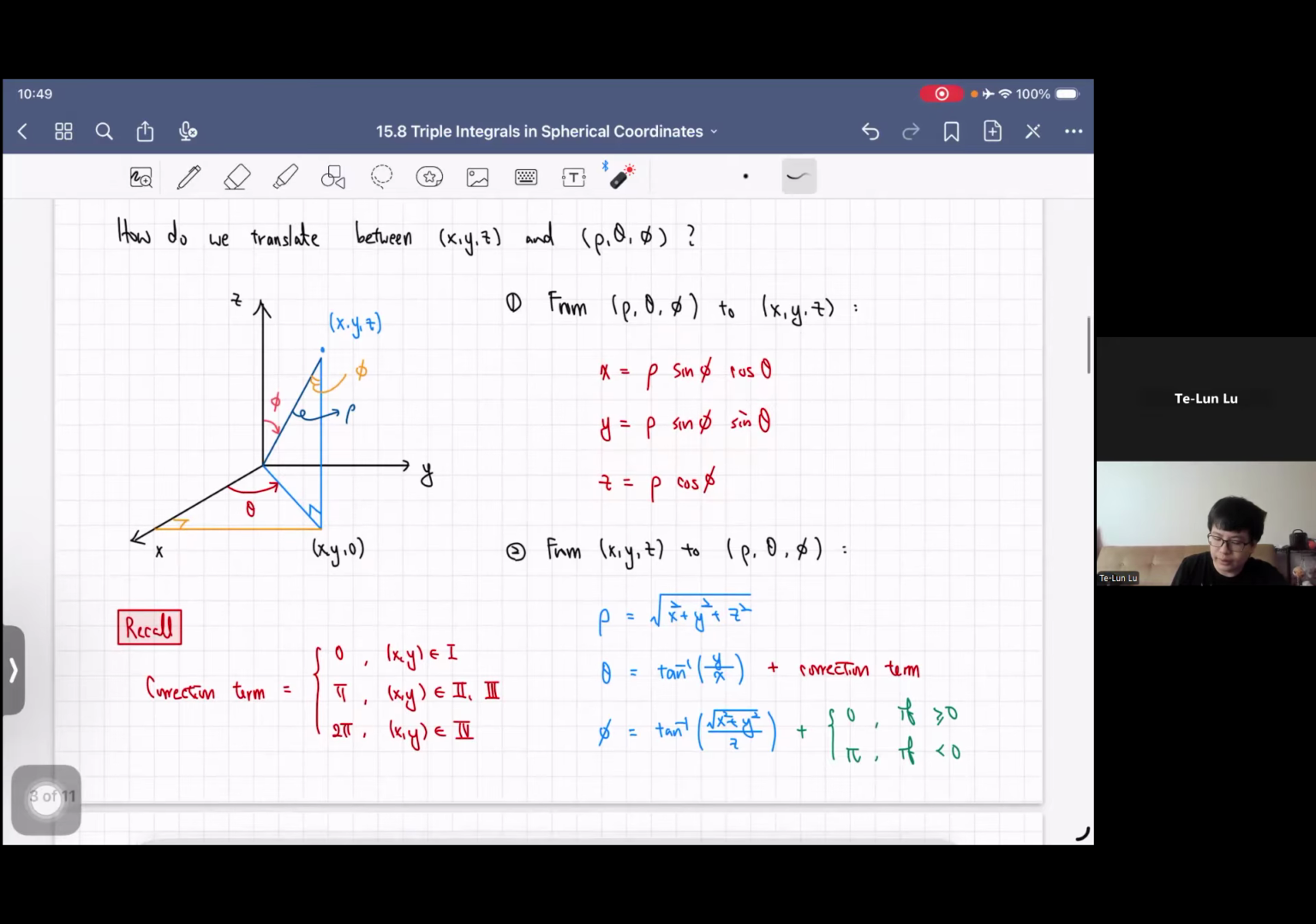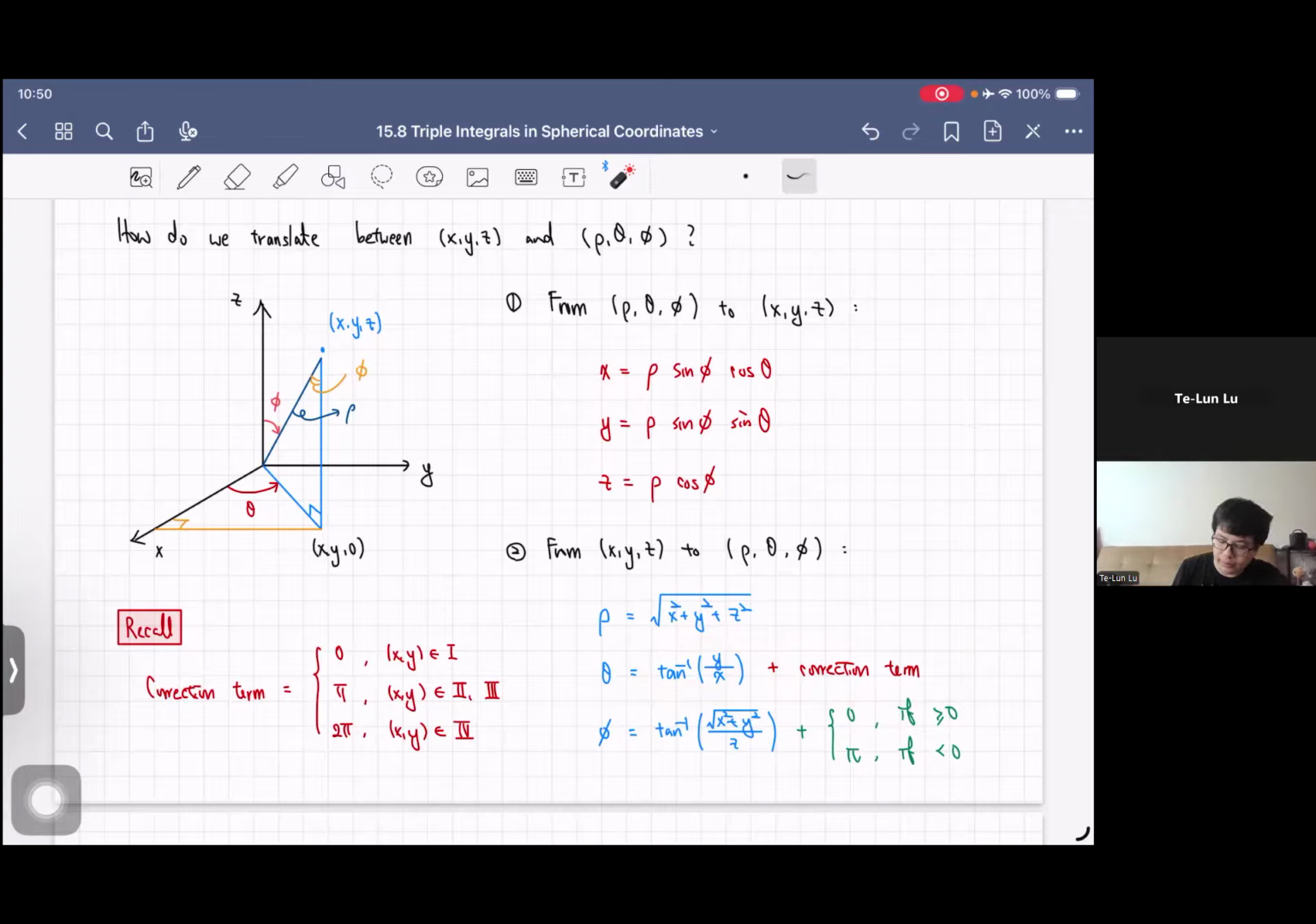Now, to translate (x, y, z) back to (rho, theta, phi), first of all, the radius is very simple. You simply calculate the distance from the origin to the point (x, y, z), so x squared plus y squared plus z squared, taking the square root. Secondly, theta: as usual in the cylindrical coordinates and the polar coordinates, we take an inverse tangent of y over x, and we add a correction term depending on the quadrant.